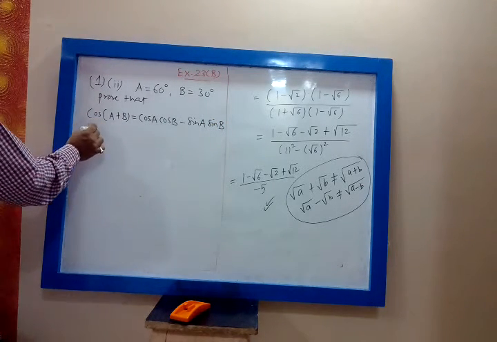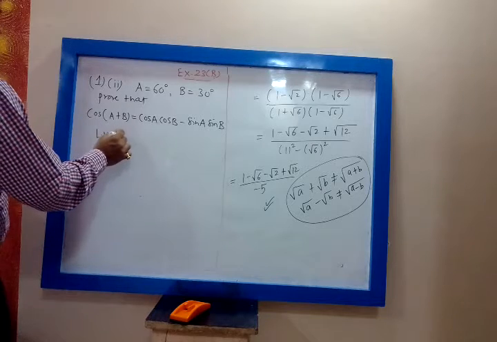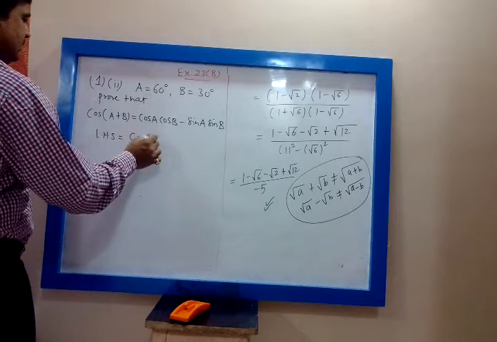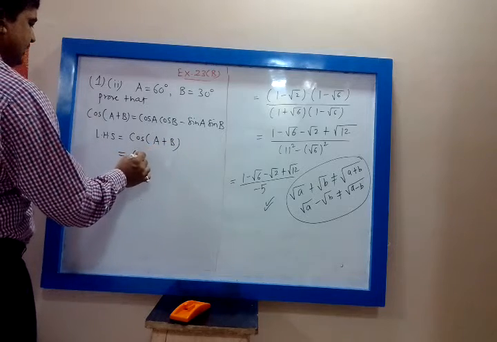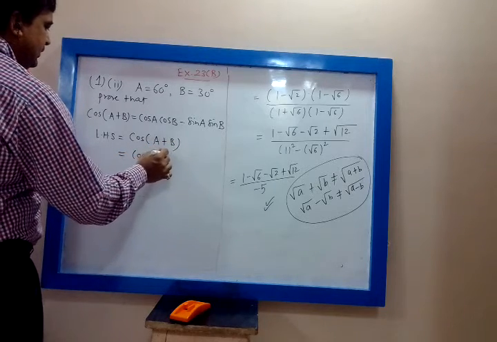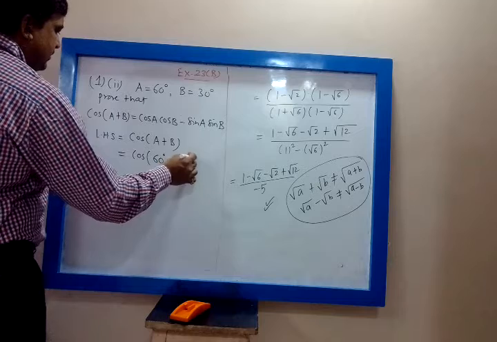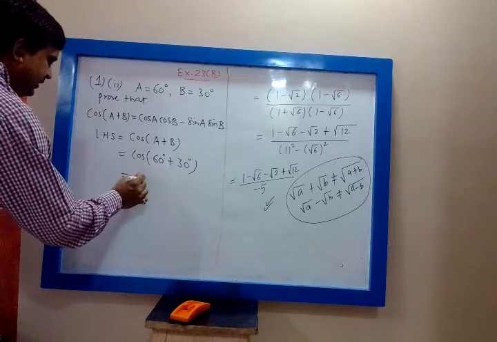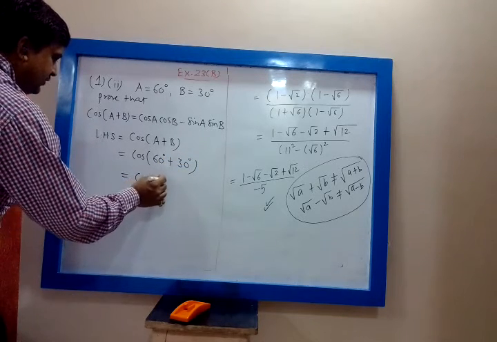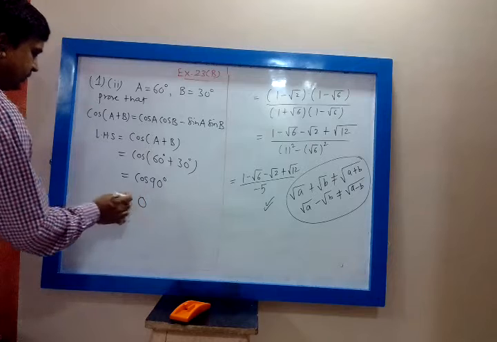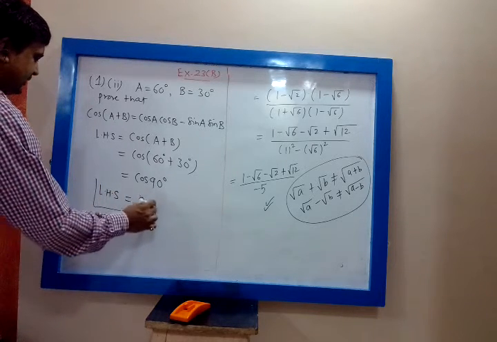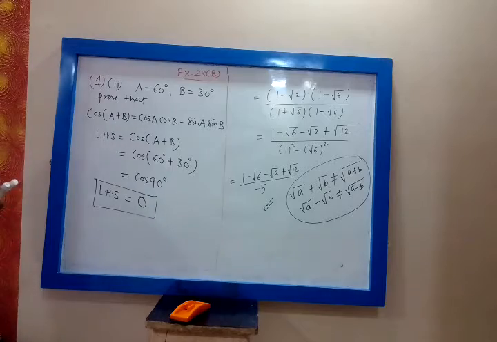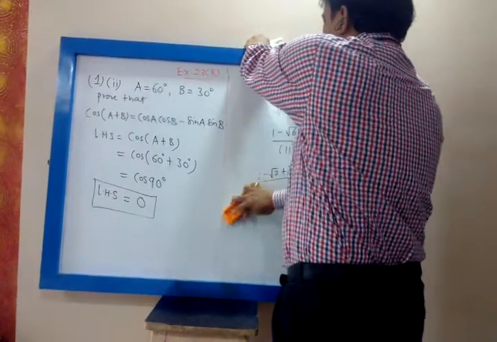So now consider the left hand side. My left hand side is cos(A+B). Put the value of A and B. You will get, A is 60 degrees, B is 30 degrees, so you will get cos 90 degrees. And what is the value of cos 90 degrees? Cos 90 degrees is 0. Sin 90 degrees is 1, cos 90 degrees is 0. So the left hand side value is 0.